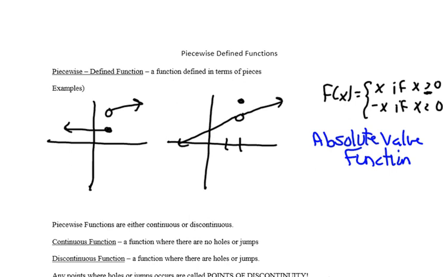Discontinuous is a function where there are holes or jumps. The first two pictures I've drawn are examples of discontinuous functions, but they're only discontinuous at certain domain values. If I can get rid of those discontinuities, the rest of the function would then be continuous. So any points where holes or jumps occur are what are called points of discontinuity.